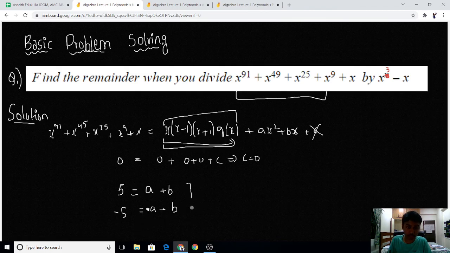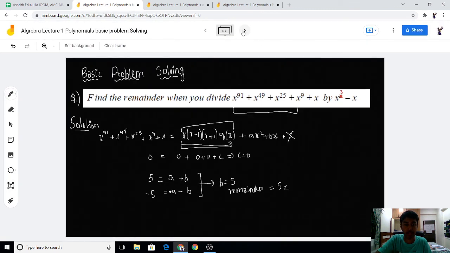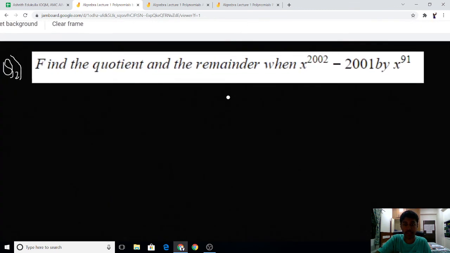From solving these two equations, we get b equals 5. So the remainder is 5x. So this is the first question, guys. Let us now go to the second question.